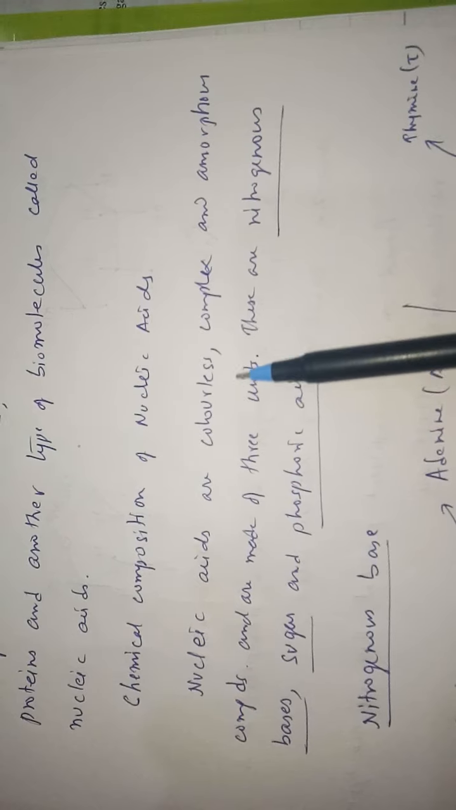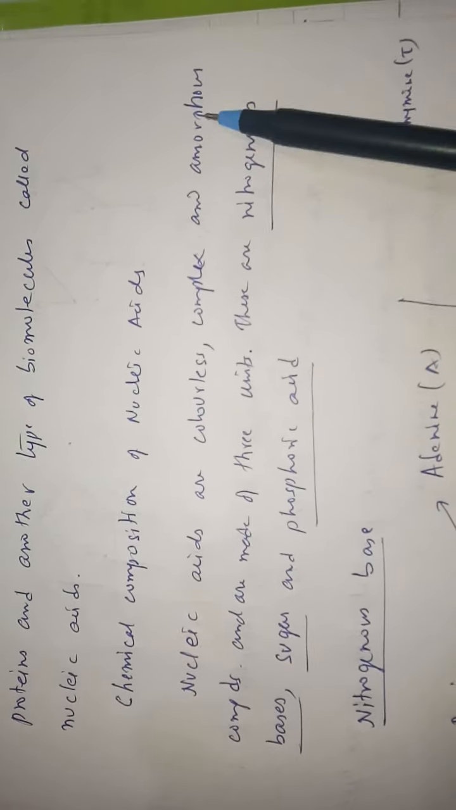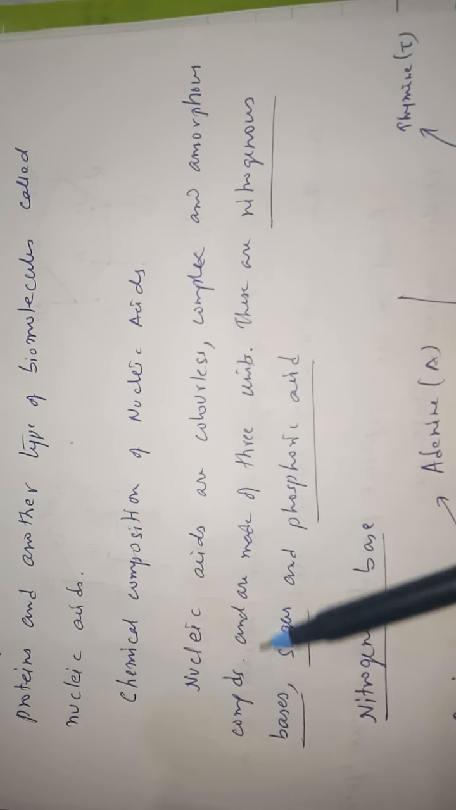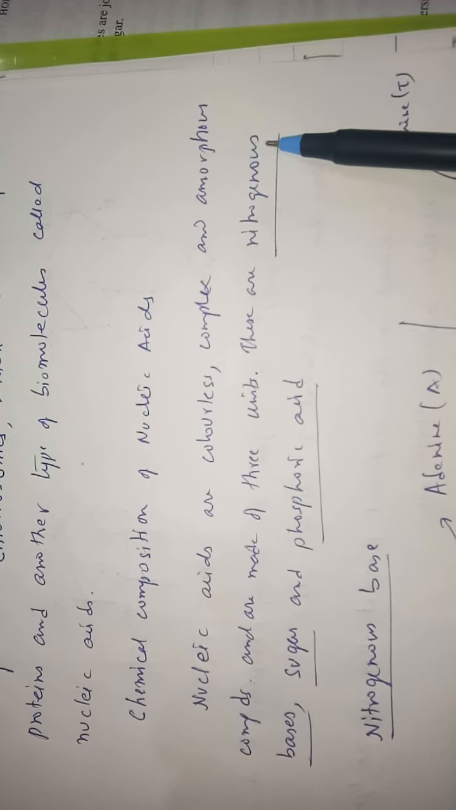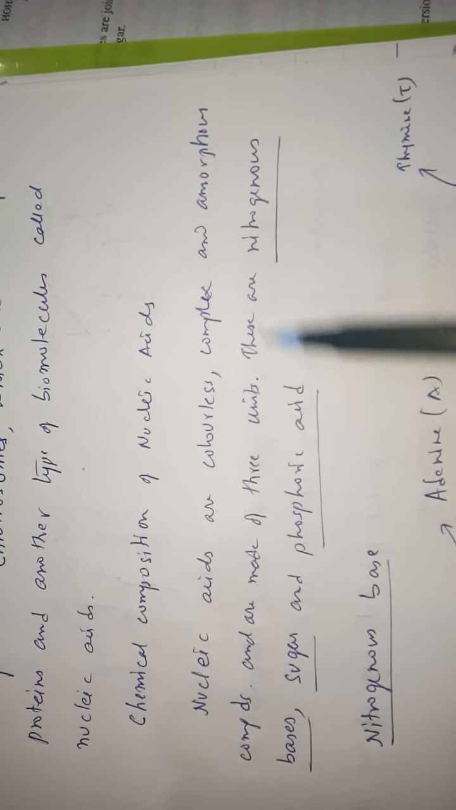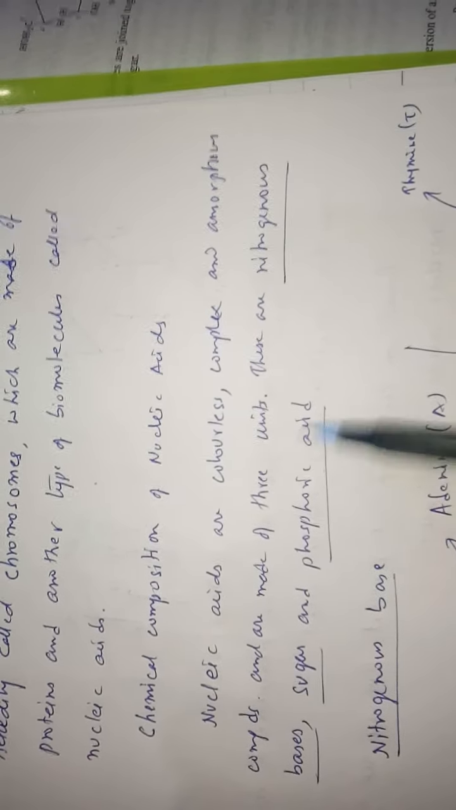Nucleic acids are colorless, complex, amorphous compounds and are made up of three units. These are nitrogenous base, sugar and phosphoric acid. These things we'll read. Nucleic acid means nitrogenous base, sugar and phosphoric acid.